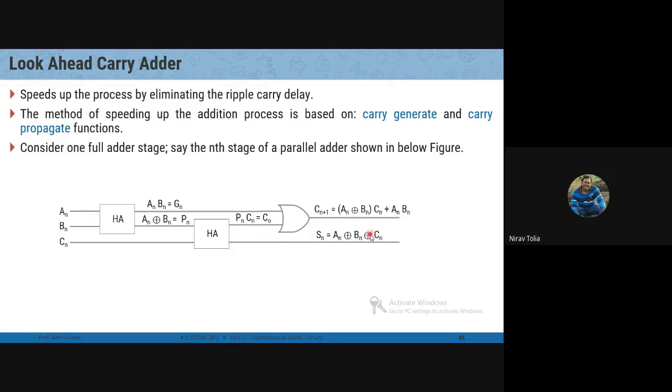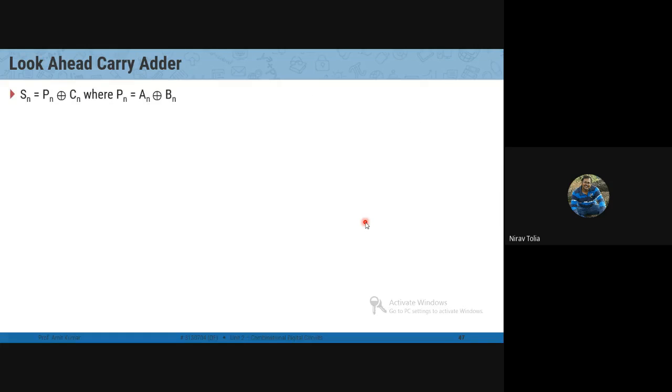Another half adder. So this is the final sum, and this is Pn, which is the propagate function, you can say, and this is the carry generate function, which will give the final carry. Once you see the equation, you can easily understand.